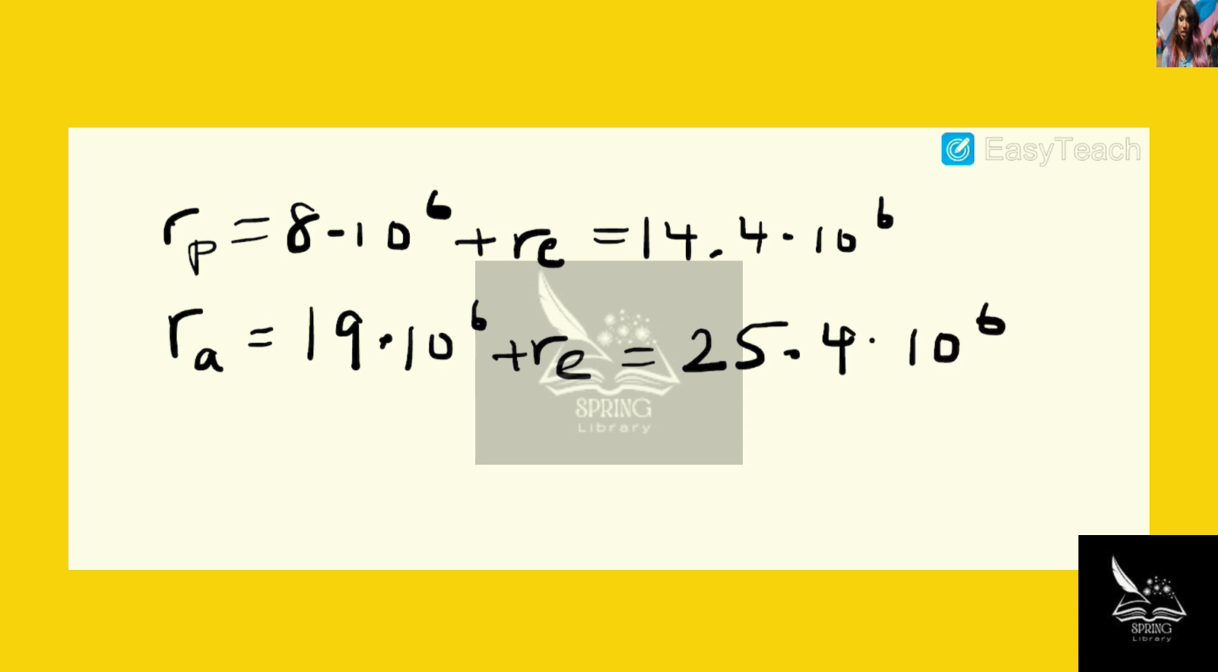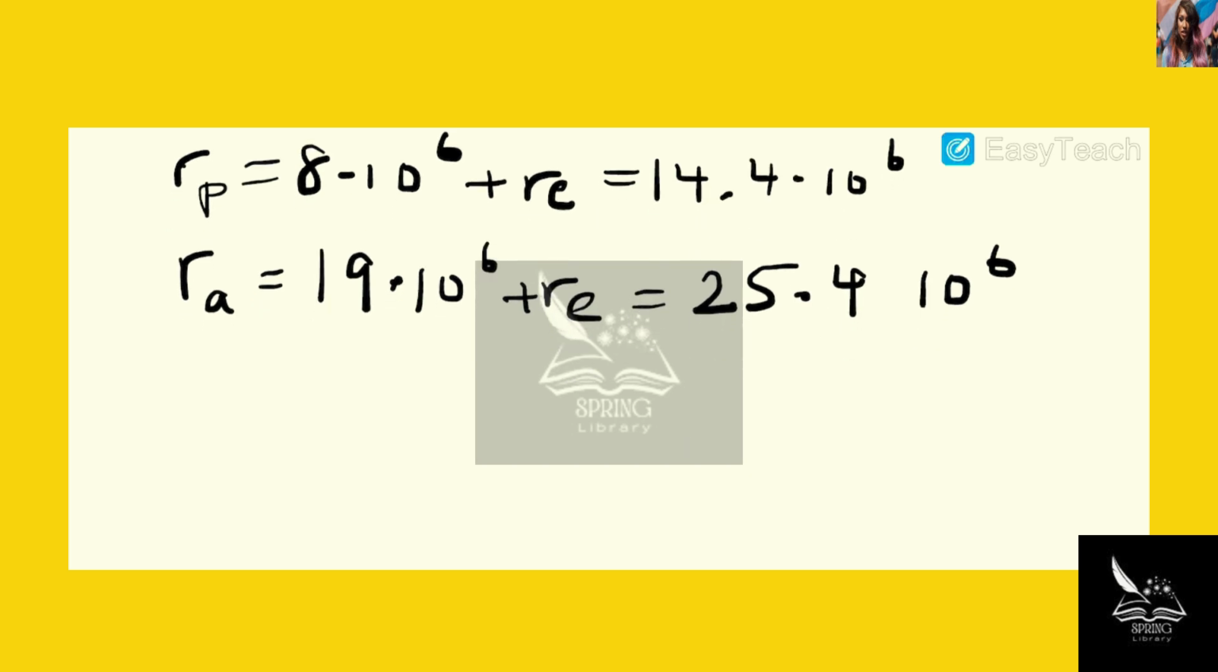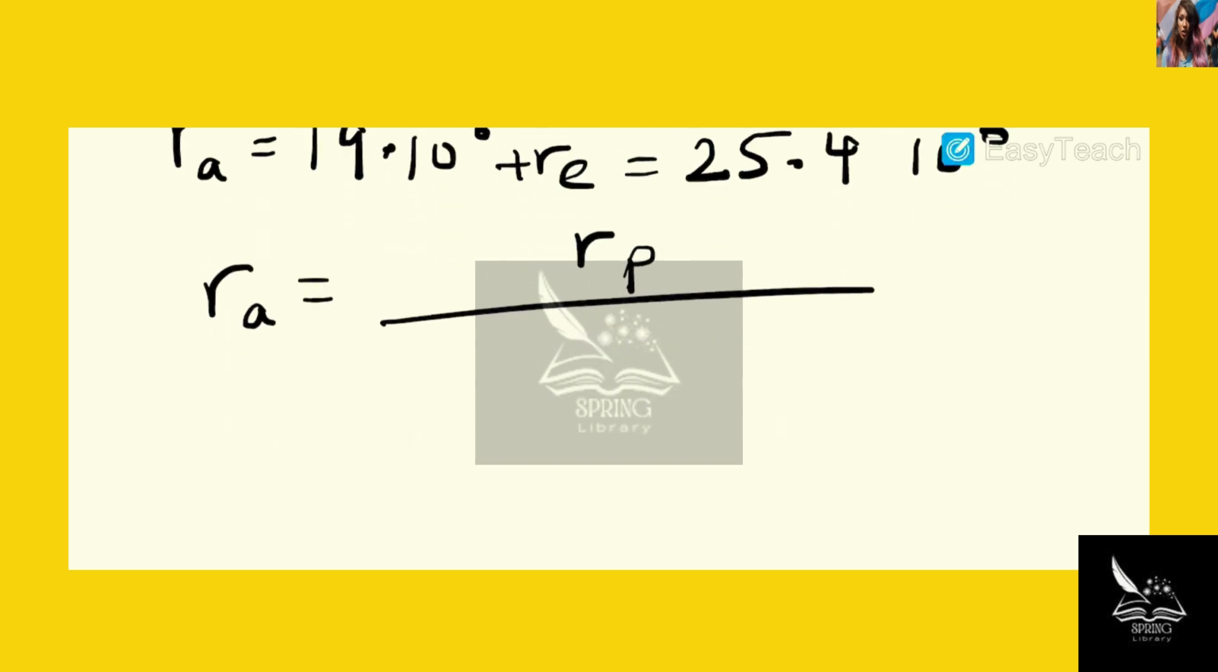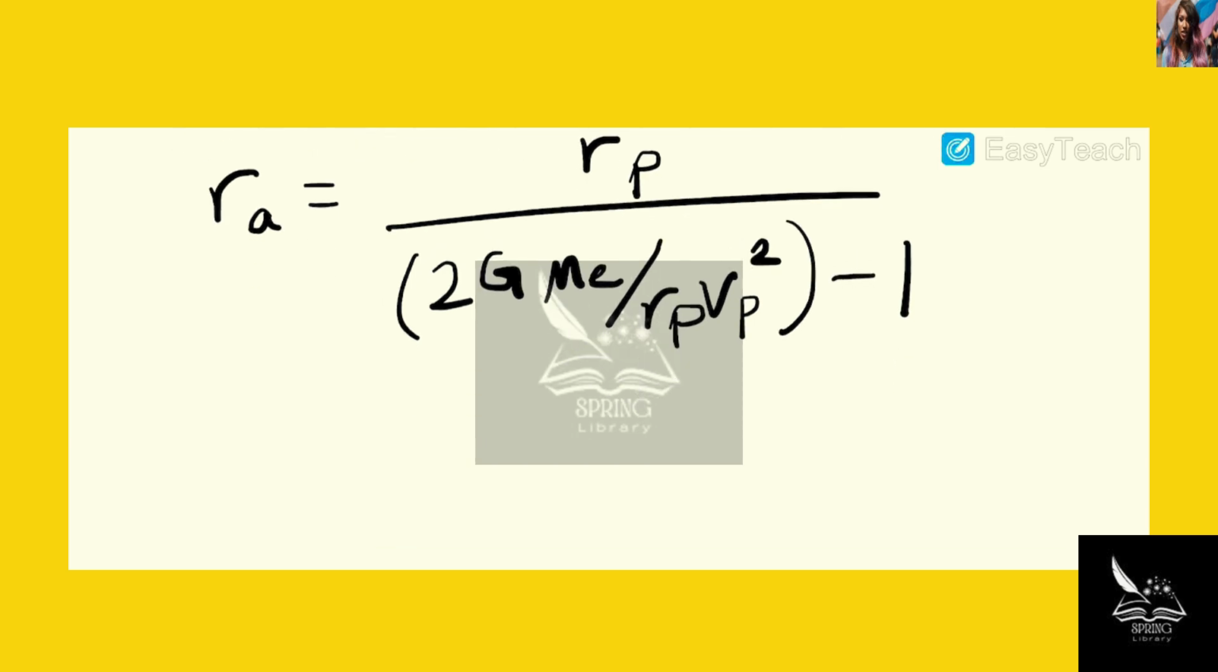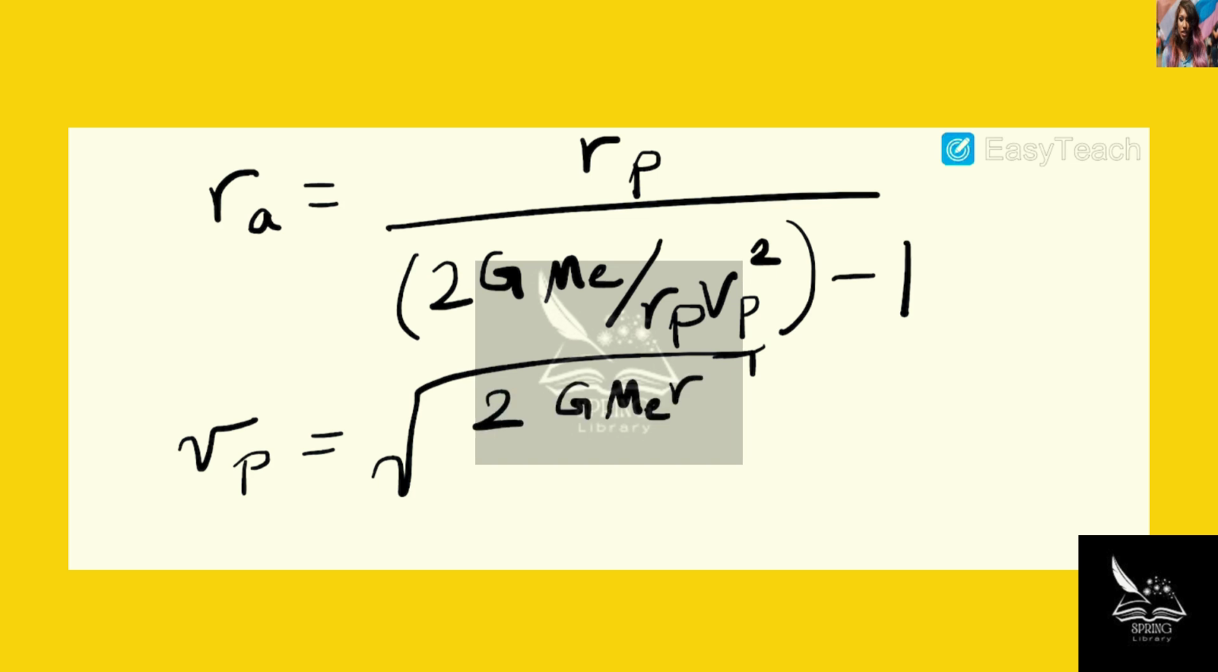Therefore, we can compute our required speed at A to jump from the circular orbit to the elliptical orbit. What we can do is say that RA is equal to RP all over 2GME all over RP VP squared minus 1. And what we're going to do here is isolate VP. We see that VP is going to be equal to the square root of 2GMERA all over RP times the quantity RP plus RA.